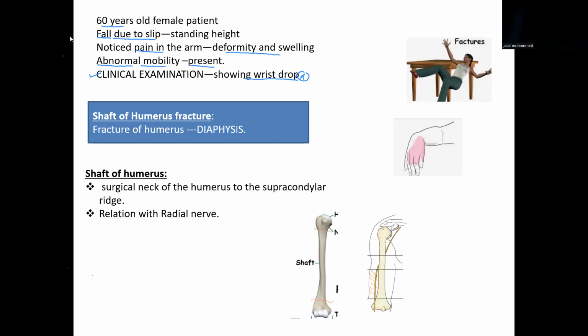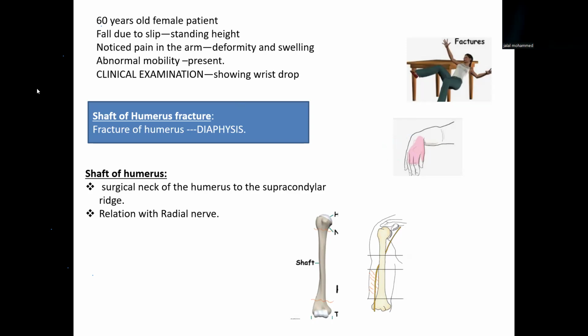So this is a classical case of an osteoporotic female with a trivial fall sustaining injury to the arm, resulting in fracture of the humerus along with involvement of the radial nerve, presenting as a wrist drop. This is the common scenario we'll get when a patient has a humerus fracture. Here, if you see, the patient is unable to dorsiflex the hand. So dorsiflexion of the hand is a deficit here. The hand is dropping down because of deficiency of the extensors. So this is a wrist drop.